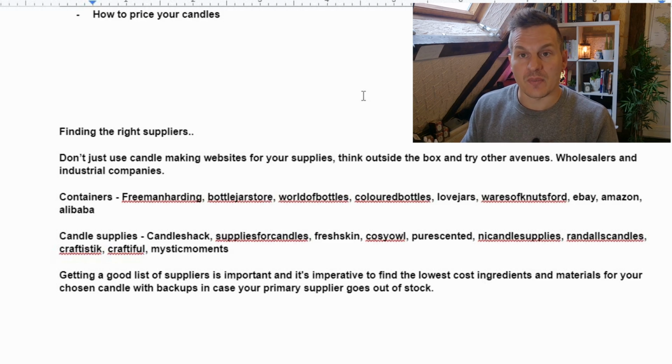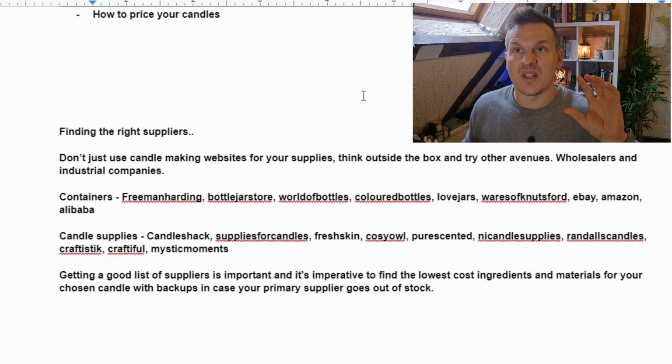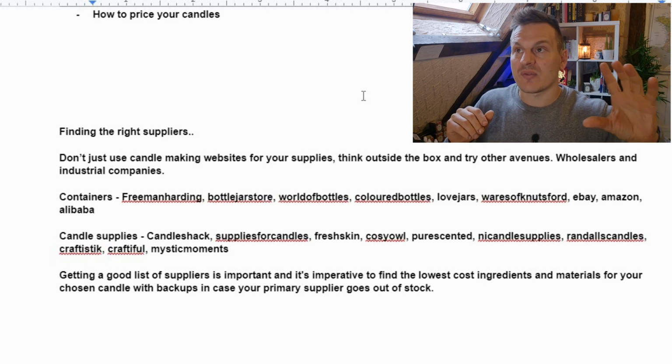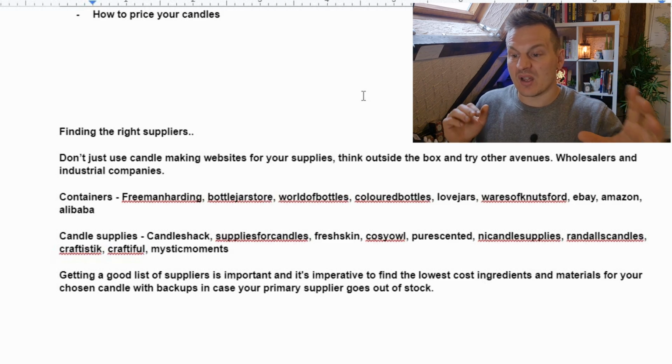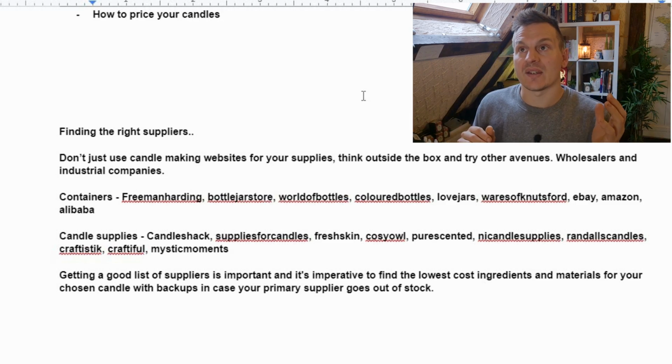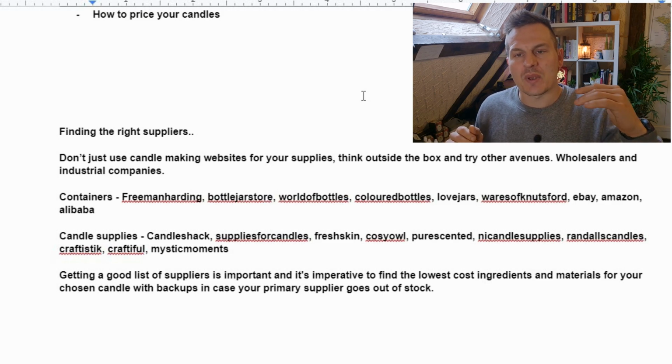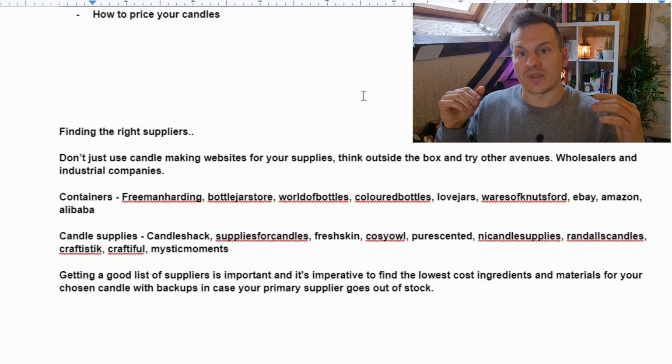What I found useful in the beginning was to think outside the box a little bit and see where I could maybe get some other supplies. So things like eBay, Amazon, there's wholesale supplies, there's places like Freeman Harding which sell beekeeping supplies, but they've got loads of jars on there quite cheap. There's Bottle Jar Store which sell wholesale different types of jars, different bottles, all sorts of things. There's Coloured Bottles, World of Bottles, Love Jars. There's so many different places where you can find different types of jars, and you can generally get them a little bit cheaper than the top candle websites.